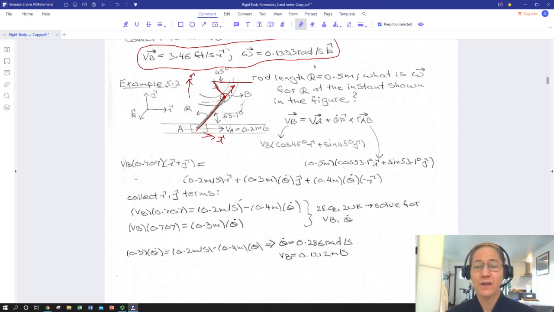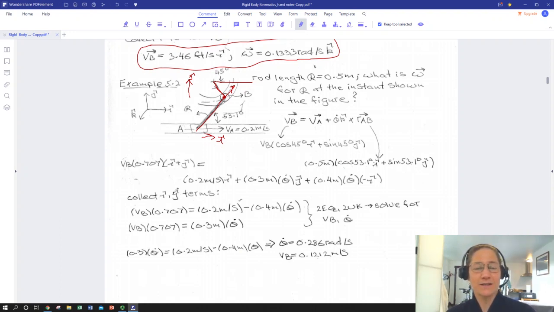That's pretty nice. We know the velocity of A. In this case, it's 2 meters per second i hat. And we can write an expression for r A to B using the rod length of 0.5 meters and our 53.1 degrees. So now all we have to do is collect terms and solve for the two unknowns. We don't know VB and we don't know theta dot, but we have this equation that includes two orthogonal directions, so we have two equations, two unknowns. All we have to do is solve for them.